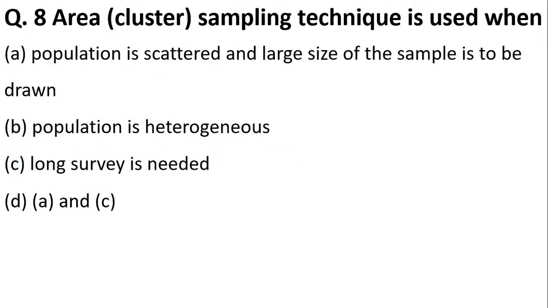Next, area or cluster sampling technique is used when population is scattered and large size of the sample is to be drawn, population is heterogeneous, long survey is needed, or A and C. The correct answer here is option D, both A and C, because it is used when the population is large, sample size has to be drawn and long survey is needed. So at that moment cluster sampling is being used.